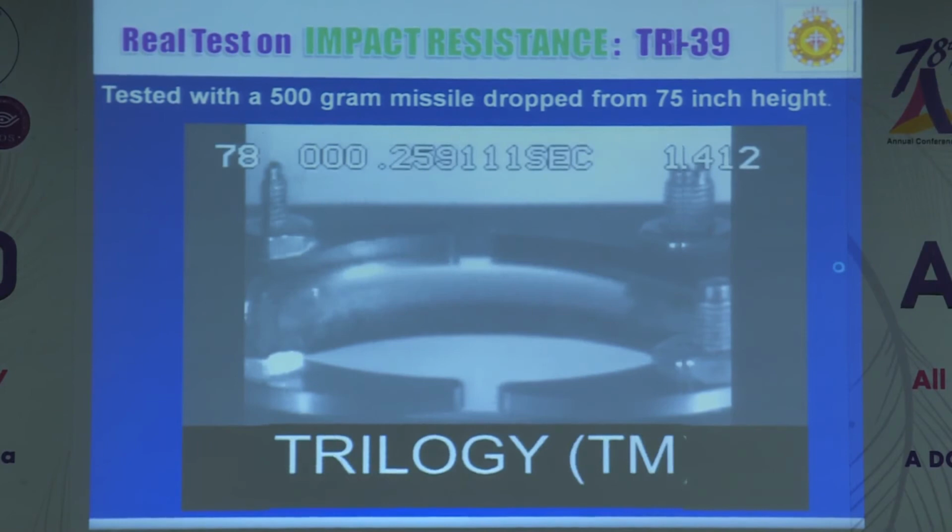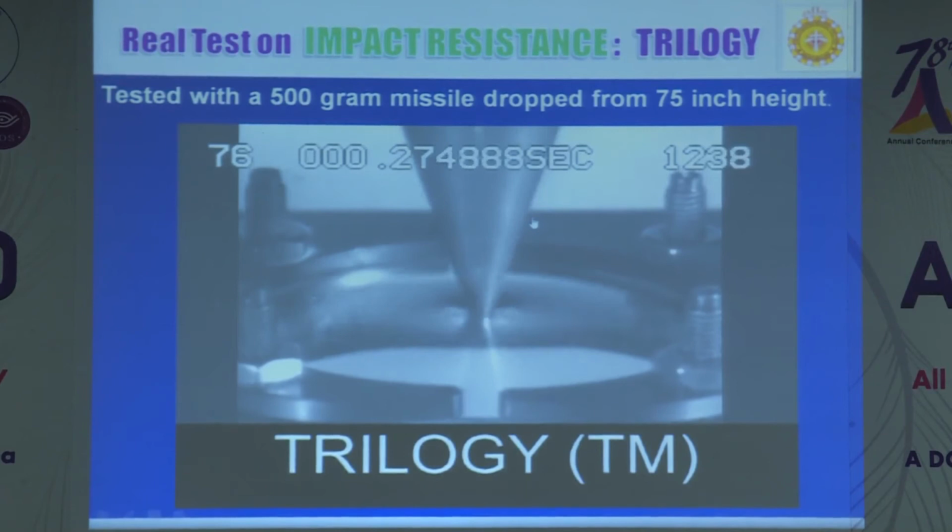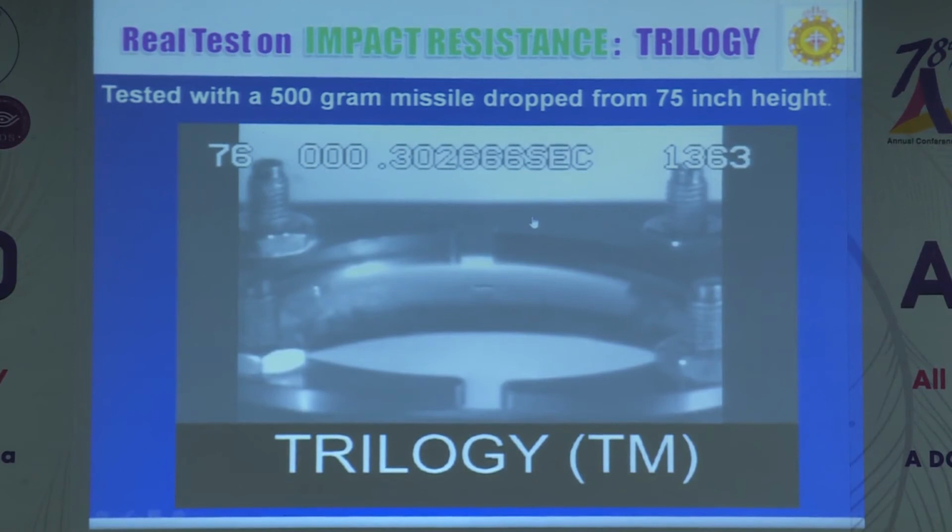You can see that the same 500 grams is dropped from 75 inches. It is not breaking, so it is unbreakable. So if you want a lens for children, you should go for a polycarbonate lens.